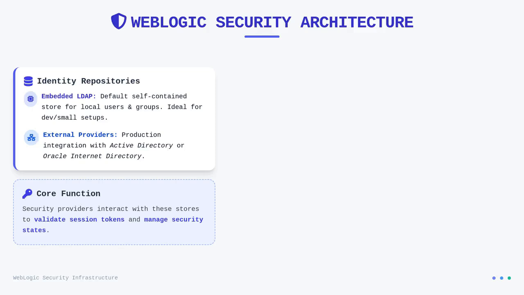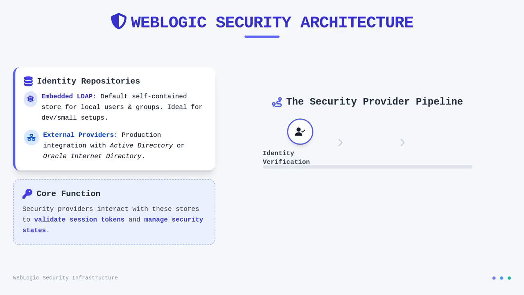When a user requests access, the security stack traverses these providers in a defined sequence known as the security provider pipeline. This pipeline ensures that before any operation is finalized, every required check, from identity verification to final authorization, has been successfully validated.